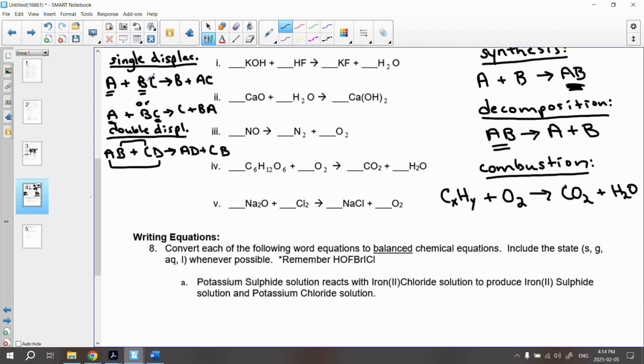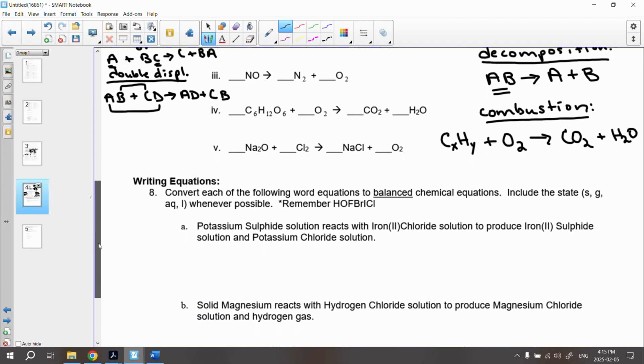So it's two compounds that switch partners. Here it's an element in a compound, and the element switches with one part of the compound. So use those to see if you can identify which type of reaction is which. There is, I think, one of everything. And some of these will also require some balancing. Not all of them, but some of them need to be balanced.